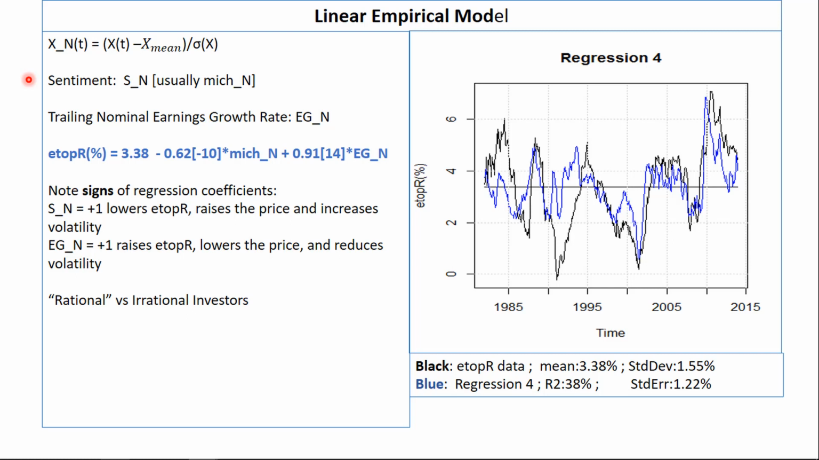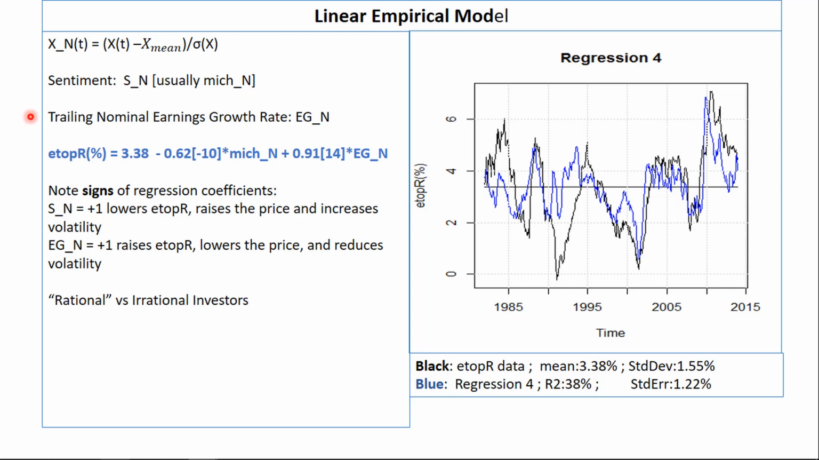The first one is based on sentiment. You might expect that if investors are very optimistic, they have high sentiment about the future, that they will raise equity prices. And this is exactly what happens in the model. And in the empirical model right now, we're just simply going to assume that the sentiment variable is characterized by the University of Michigan consumer sentiment variable.